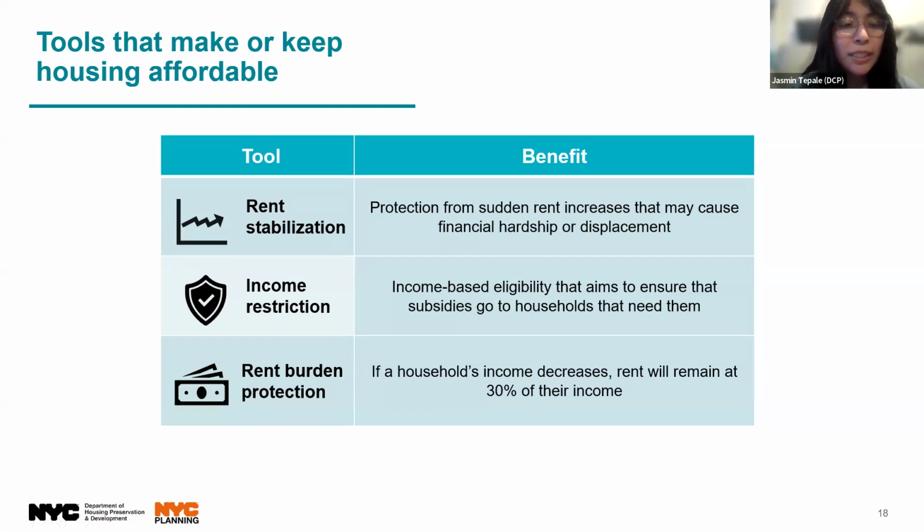So overall, HPD is looking at a more comprehensive look at how to make or keep housing affordable. We're looking at it through the lens of rent stabilization, so protecting tenants or people who rent homes from sudden rent increases that may cause financial hardship or displacement. We're thinking about income restriction, so income-based eligibility that aims to ensure that subsidies go to households that need them, and also rent burden protection. So if a household's income decreases, rent will remain at 30% of their income.